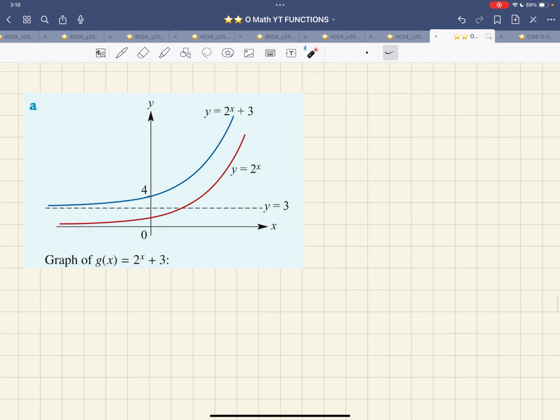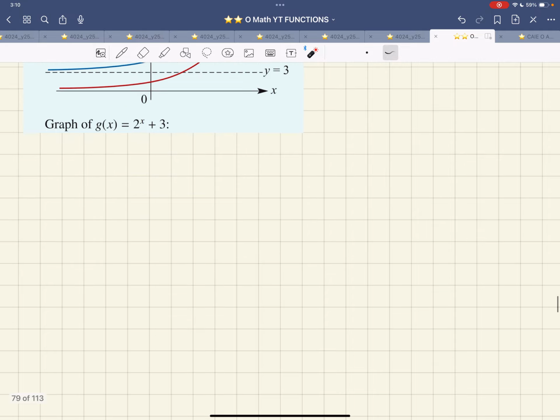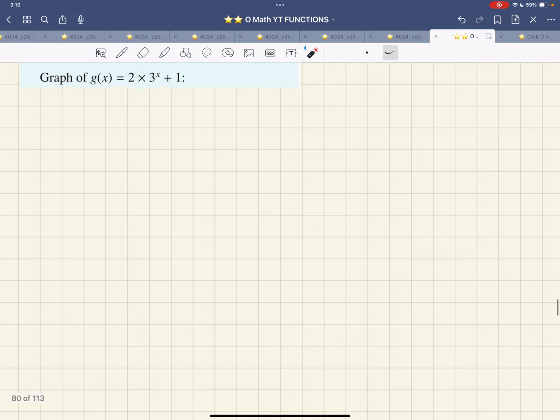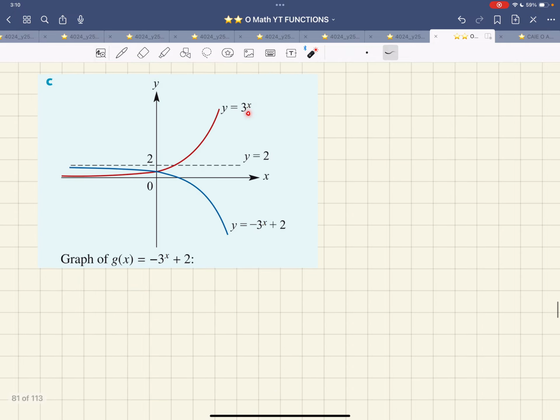2 raised to power of x is like this. 2 raised to power of x plus 3. Just focus on everything. We have done everything. This is for you, some extra stuff. 2 into 3 power x plus 1. We have done things like that. 3 power x, negative 3 power x would be like this, and then plus 2. Focus on the asymptotes. Focus on the y-intercept.